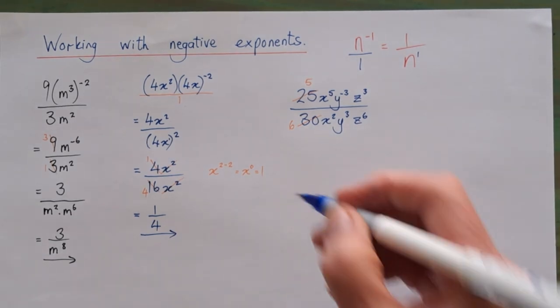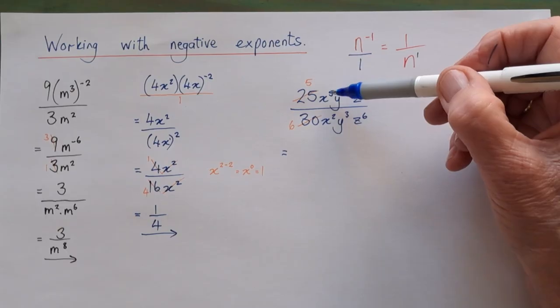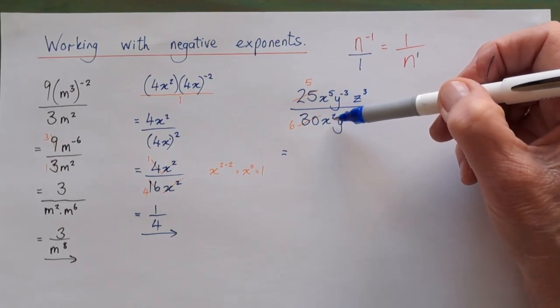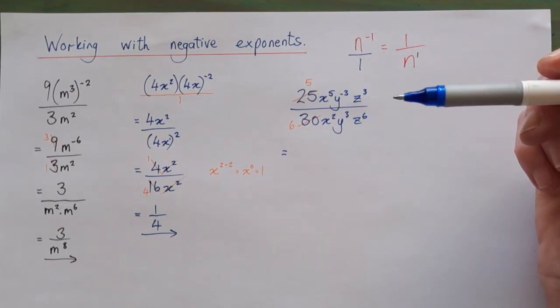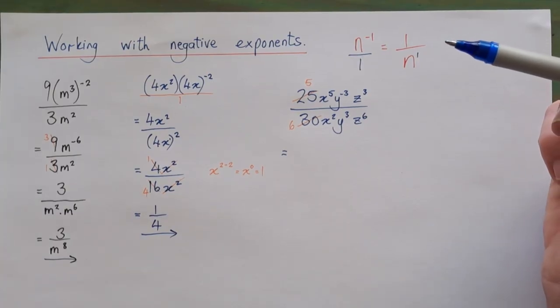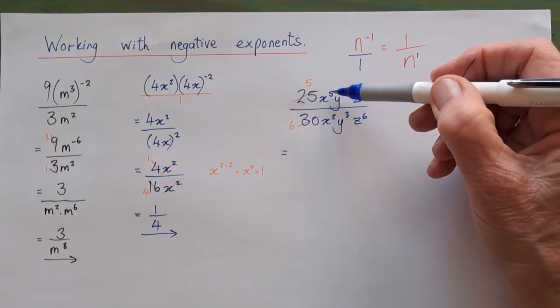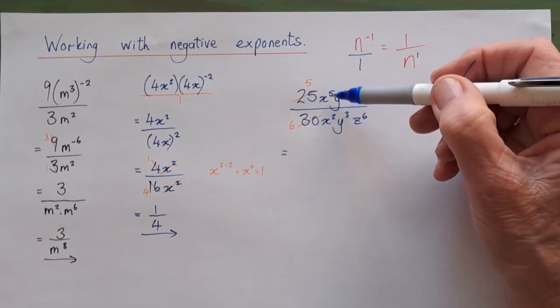All right, so now we've got x to the 5 divided by x squared. When we're dividing, we need to subtract the exponents. And here I'm going to use the hack where I say to you, is it top or bottom heavy? So there's an x to the 5, x squared, it's top heavy.